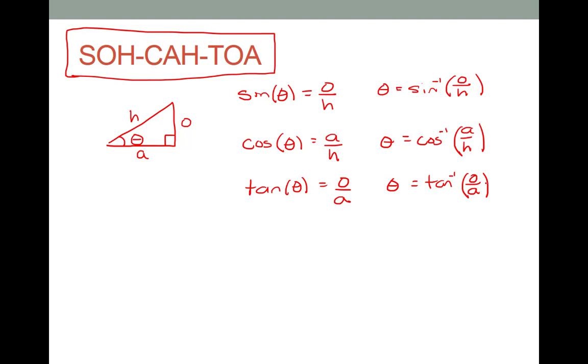Oftentimes, what we're given is the hypotenuse and the angle. So this would be a question like: you have a ball launched at 15 meters per second at an angle of, let's say, 30 degrees, and you need to separate that into the opposite side and the adjacent side. So instead of writing this in this way, what you would have is something like the opposite side equals the hypotenuse times the sine of the angle. Or similarly with the cosine and the tangent.